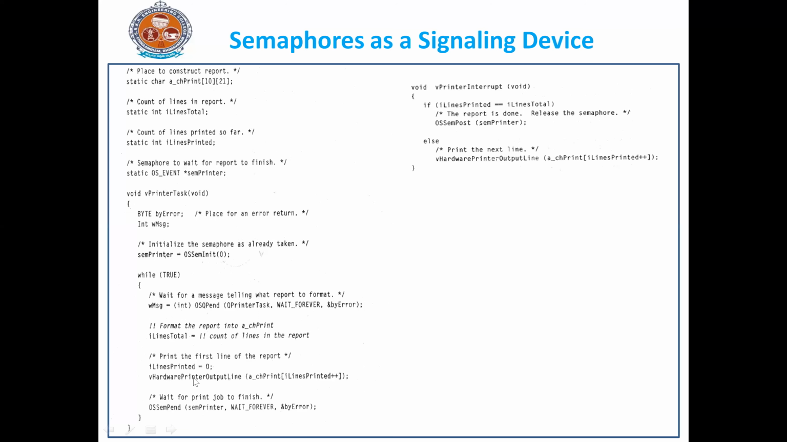Then print the first line of the report using the hardware printer output line. This data is being shared by both this task and this task, so that's why we are using the semaphore as a signaling device. Once it has been completed, releasing the semaphore signals that it is done. Then automatically this task will take the semaphore and continue its own job. Like this, you can use the semaphore as a signaling device.